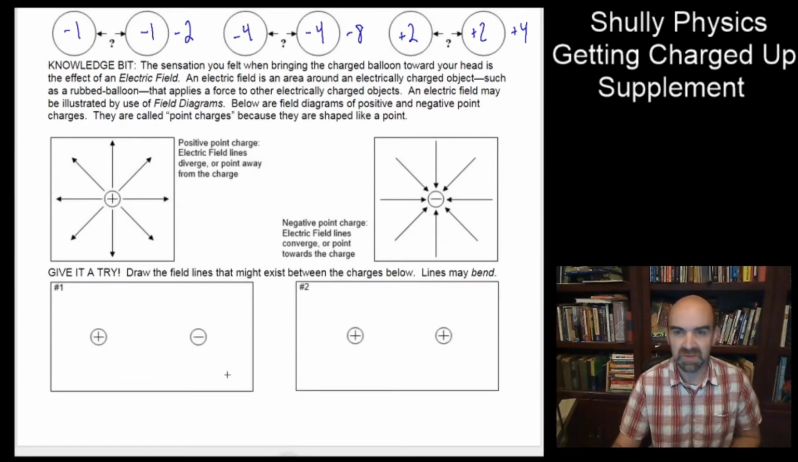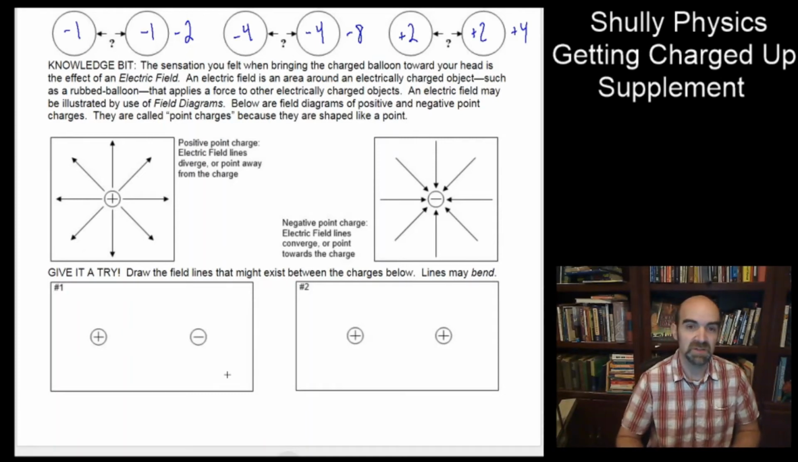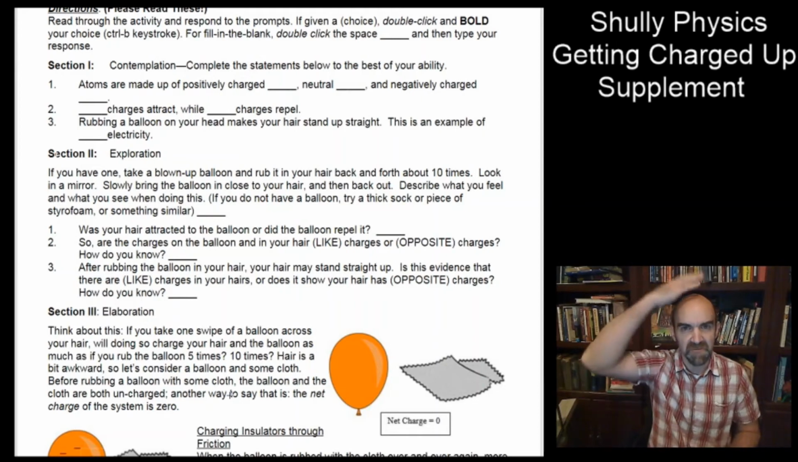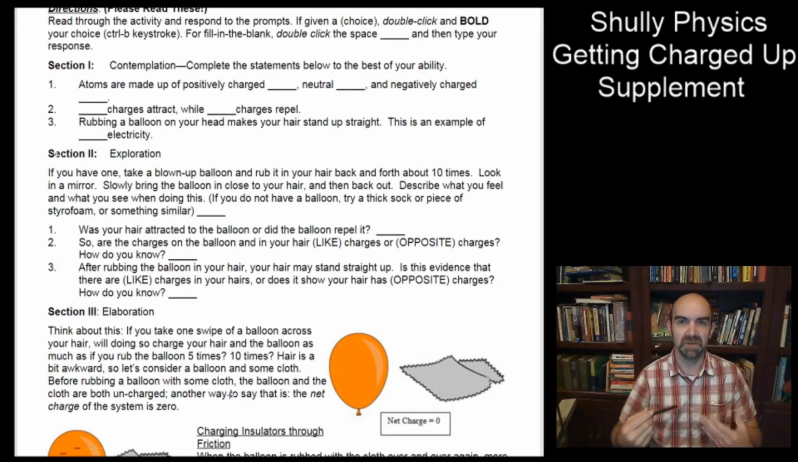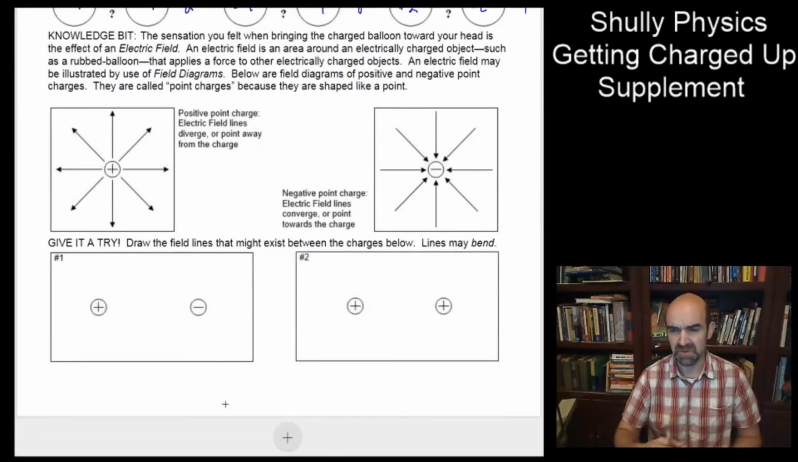All right, so why does all this happen? It's all because of the electric Coulomb force, and that electric force is related to a concept called electric field. So if you're able to try out this section 2 up here, you might have felt an effect of an electric field acting on your hair. You might have had that sensation of an electric field. So an electric field is an area around an electrically charged object that influences or forces other objects that are charged around it. So please read through that knowledge bit there.